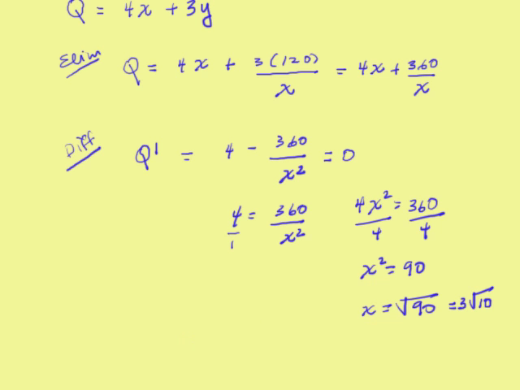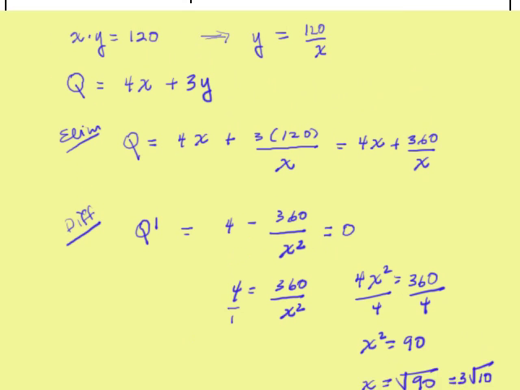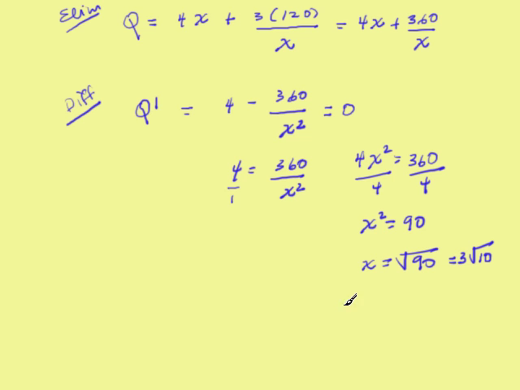And now let's figure out what y is. Okay, y is 120 over x, so y is equal to 120 over 3 times the square root of 10. All right, let's just divide 3 into 120. So we have 40 over the square root of 10.